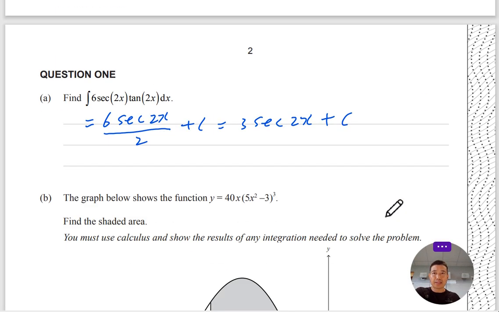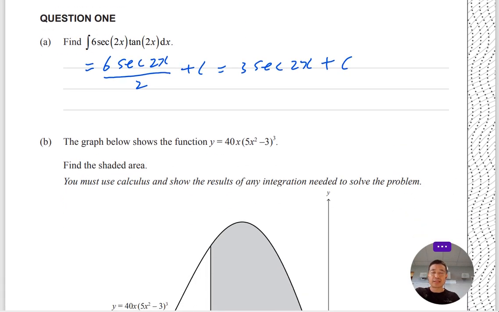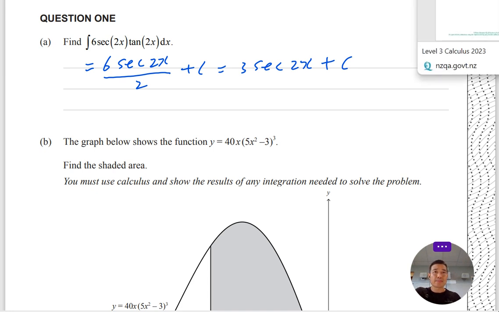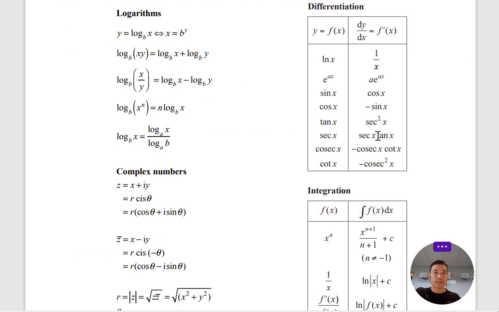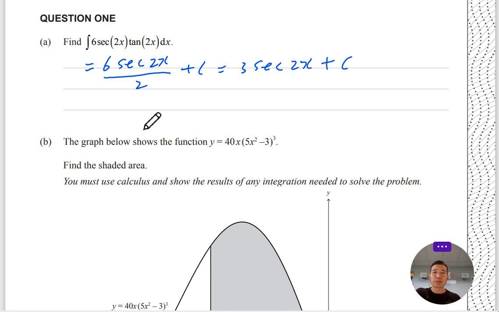Starting with question 1a. Find the integral of 6 secant 2x tangent 2x dx. If you see the formula sheet right here, secant x tangent x becomes secant x. If you differentiate secant x, you get secant x tangent x. So backwards, if you integrate that, you get secant x. So knowing that, back to the question.